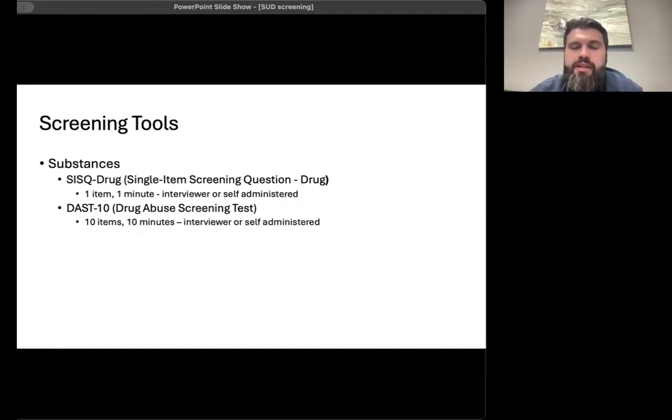When it comes to substances, there is also a single item screening question for drugs or substances. Again, 1 minute, 1 item, interviewer or self-administered. Depending on that, you could potentially move forward to what's called the DAST-10, or the Drug Abuse Screening Test. Again, this is specific only for drugs, not for alcohol. It's about 10 items and can take about 10 minutes, so a little bit more lengthy. Again, it can be interviewer or self-administered.